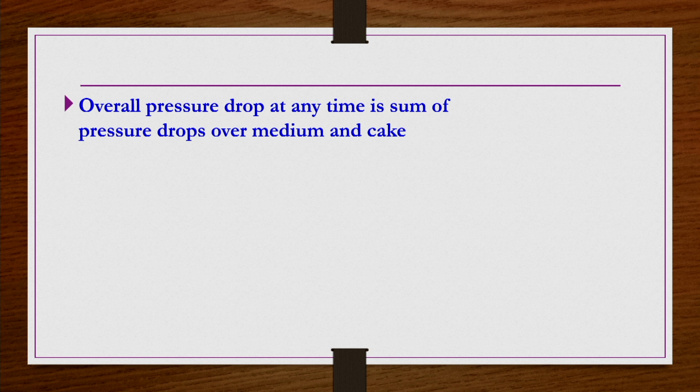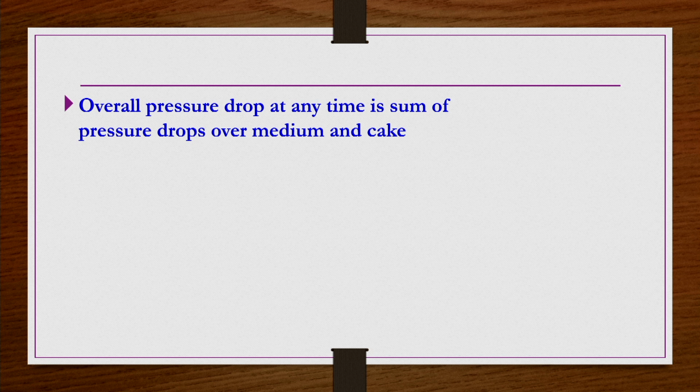Now, what we understand from here is that there are two resistances. So obviously there will be two pressure drops. The overall pressure drop at any time is going to be the sum of the pressure drop over the filter medium and the pressure drop across the cake formed. When you add these two pressure drops together, you get the overall pressure drop for that given cake filtration system at any given time.